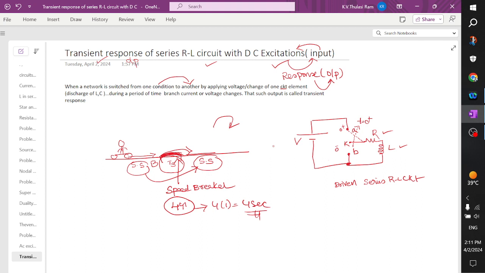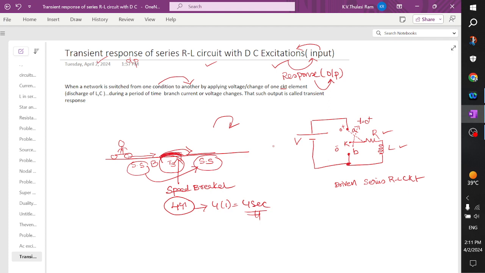Suddenly we switch it from position A to position K to position A. Automatically the voltage is applied to this resistor and inductor. This is the change of voltage, or suddenly a voltage source is energized. So this is called transient. For this we have to find out the output of this network. Okay, so hope you are able to understand.